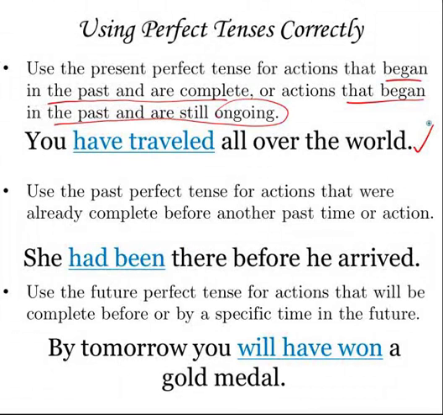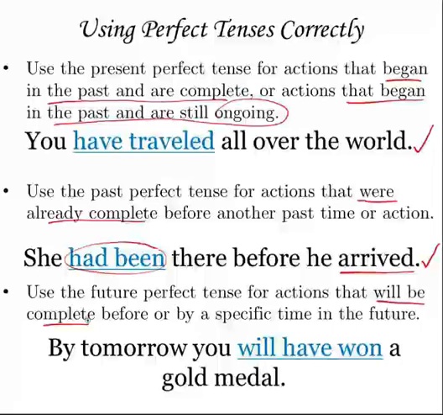You use the past perfect tense for actions that were already complete before another past time or action, the past of the past. She had been there before he arrived. So we're talking about something that happened before a past event, past of the past, past perfect. And finally, you use the future perfect tense for actions that will be complete before or by a specific time in the future. By tomorrow, there's our clue, you will have won a gold medal.